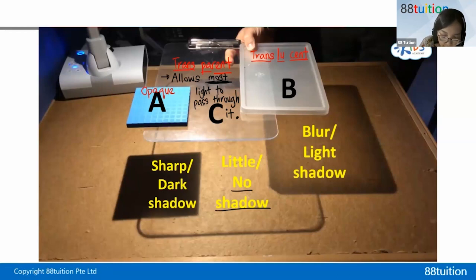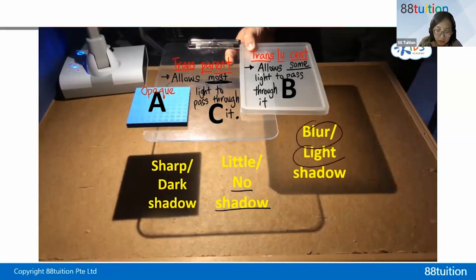How about translucent? What does it mean? A translucent material allows what kind of light to pass through it? All right, can you type into the chat, please? Just now was most light. So if you are translucent, you allow only some light. Only some light can pass through it. Some light cannot pass through. That's why your shadow is a blur shadow, a light shadow. Right? So here is no shadow.